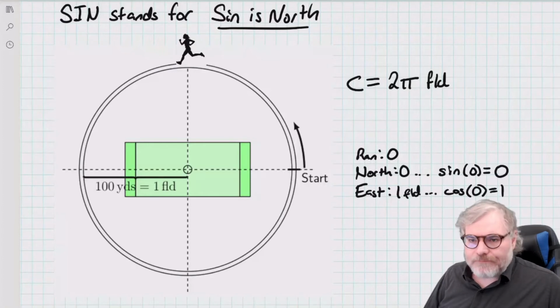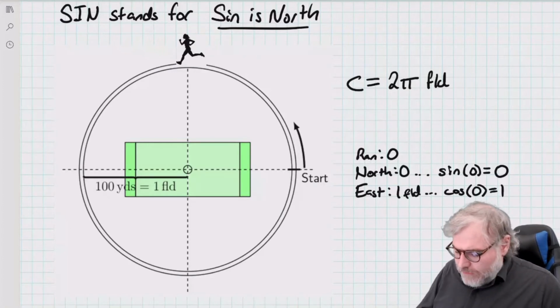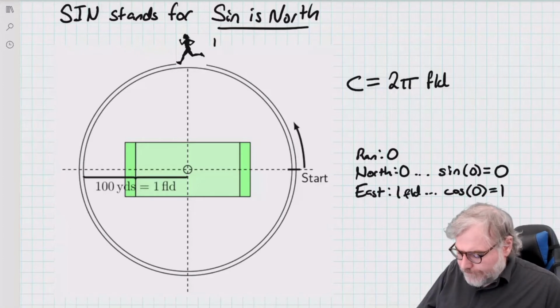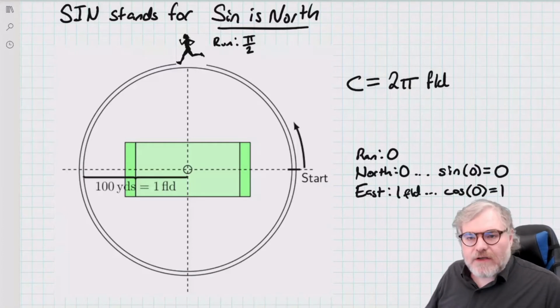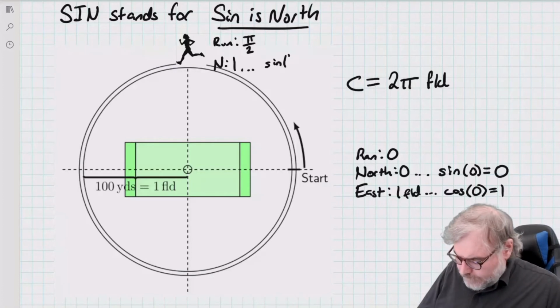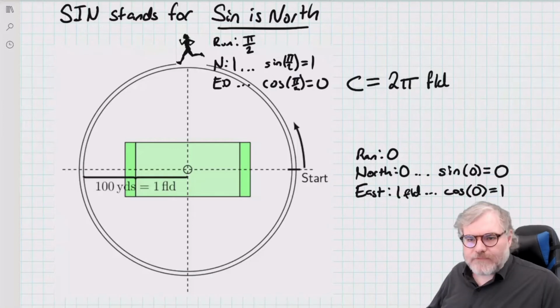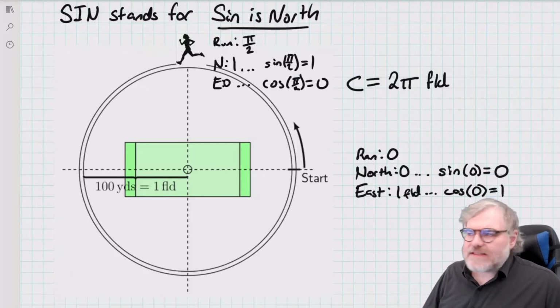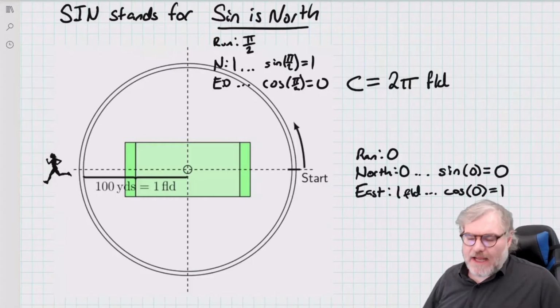Okay, now, let's look at what happens when the runner has run a quarter of the circle. Well, the circumference is 2 pi, so a quarter of the circle is pi over 2. The northiness is 1, and the eastiness is 0. Well, let's keep going. Let's say that the runner runs here. The runner's now run half the circle.